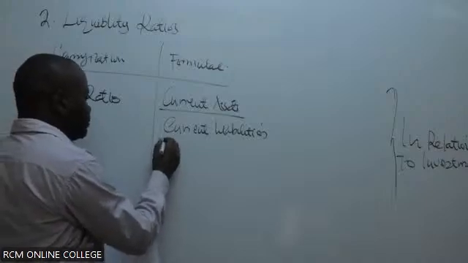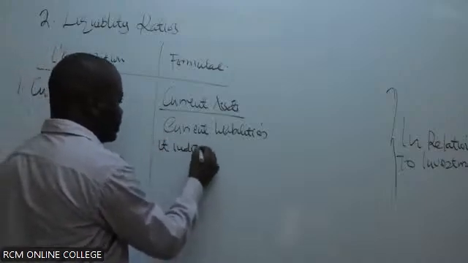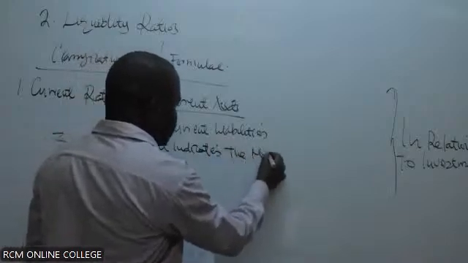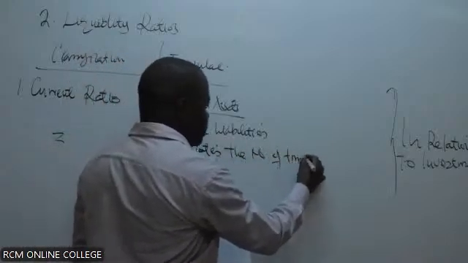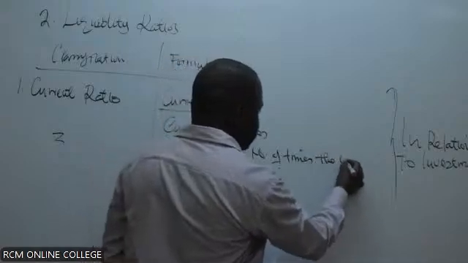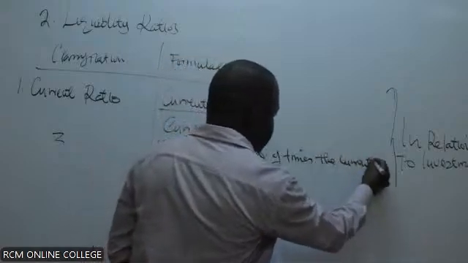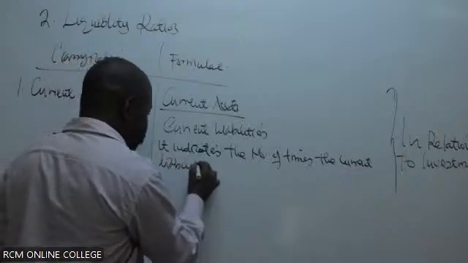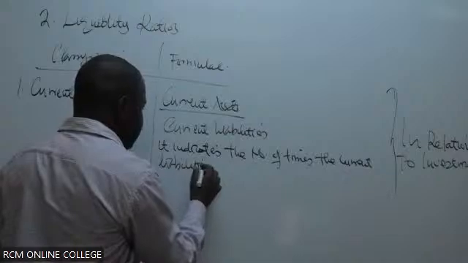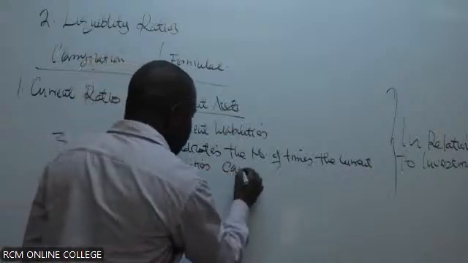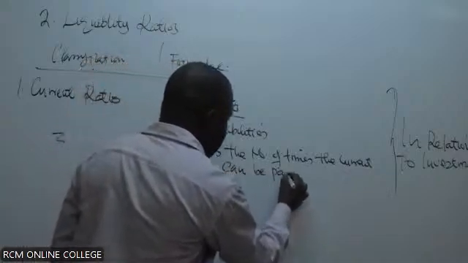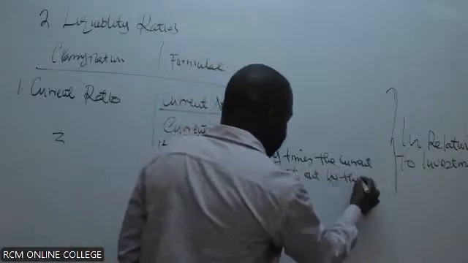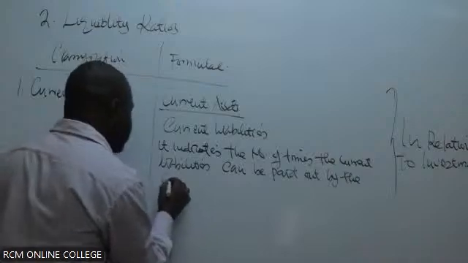It indicates the number of times the current liabilities can be paid out by the current assets.